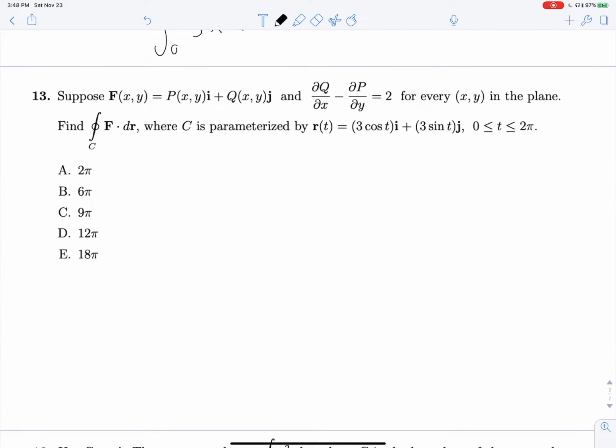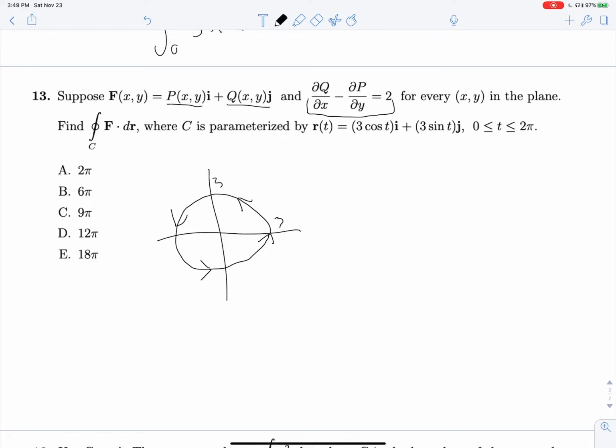Okay, let's suppose that f of x and y is some function p of x and y and some function q of x and y, and that the partial derivative of q with respect to x minus the partial derivative of p with respect to y is 2 for every x, y in the xy plane. And then we have this curve here, this path, we might as well draw it out. It's 3 cosine t, 3 sine t from 0 to 2 pi. So we know that that is going to be the circle with radius 3, oriented counterclockwise.